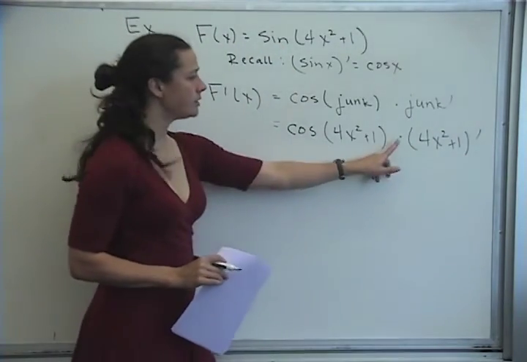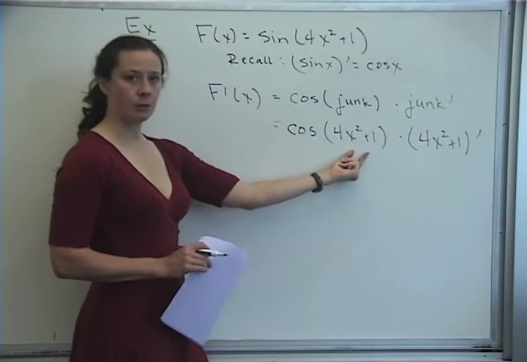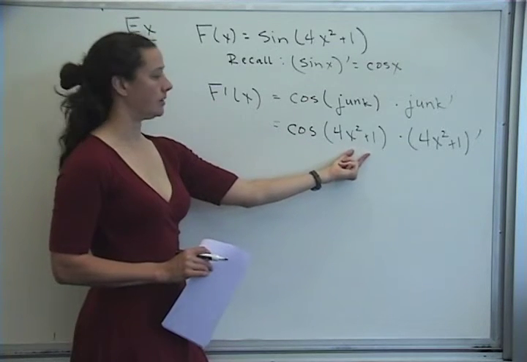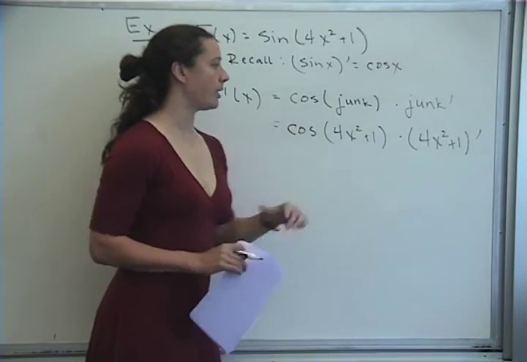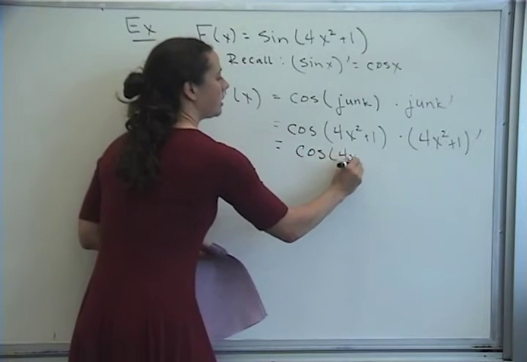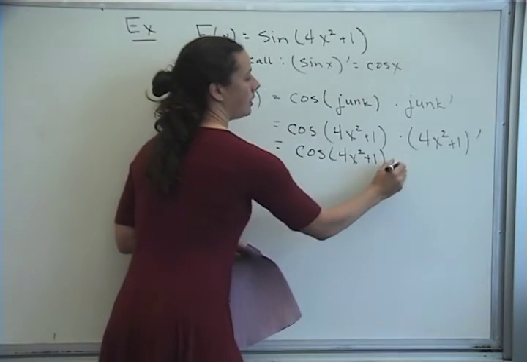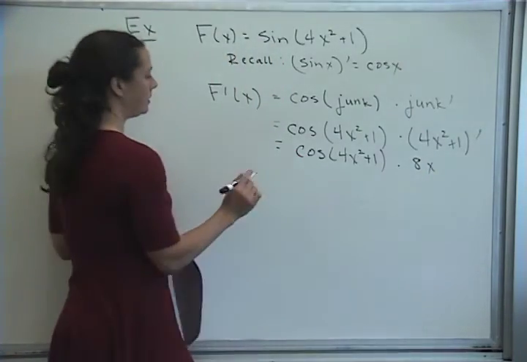Just to be clear, you certainly don't need to write this dot for multiplication, but this cosine with this set of parentheses next to it is not multiplication, this is composition. It's cosine of this function, and then this is multiplied by the derivative on the side. So I have cosine of the junk, and then over here I'm going to get an 8x and then plus 0, so I won't bother with the 0.